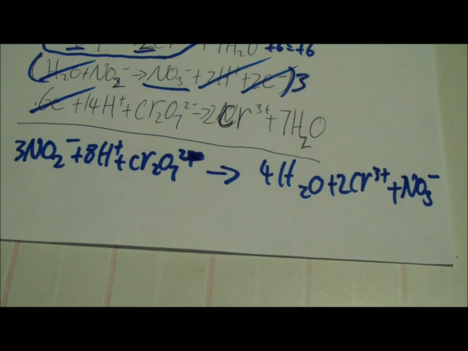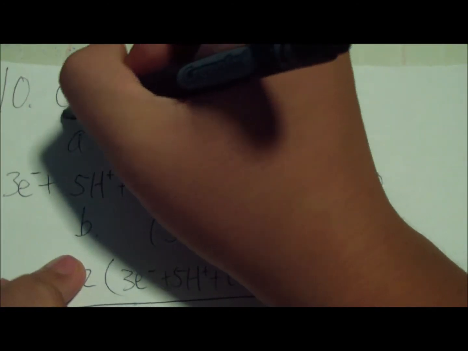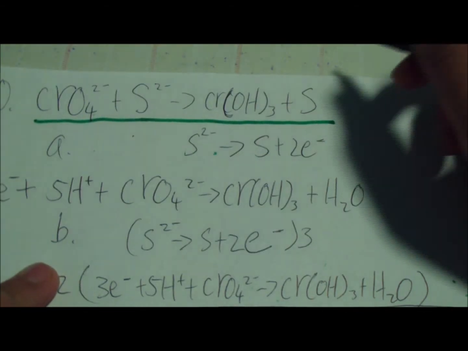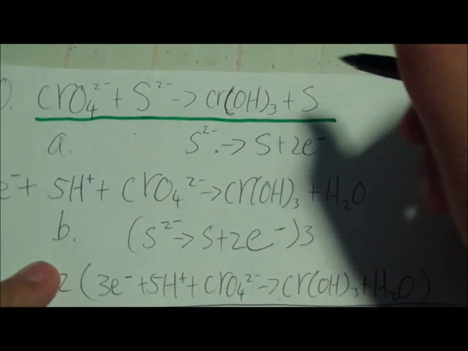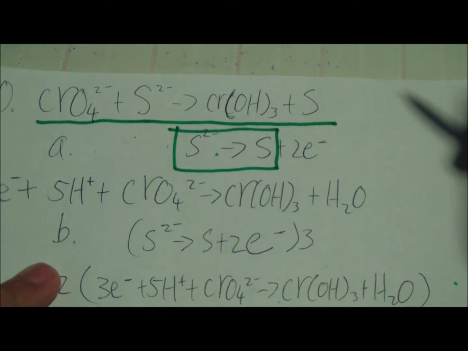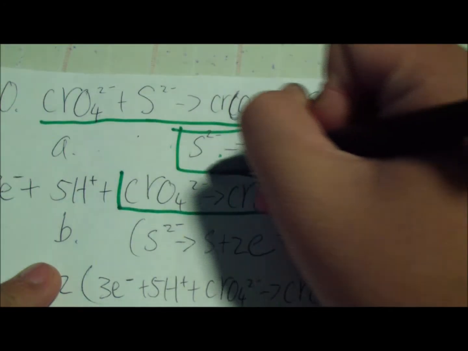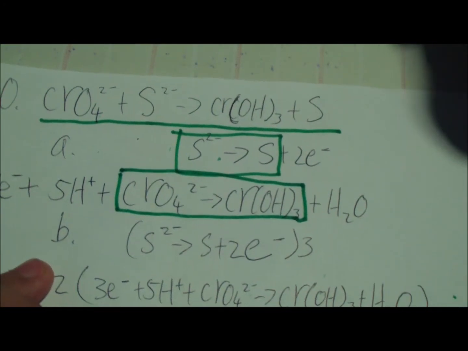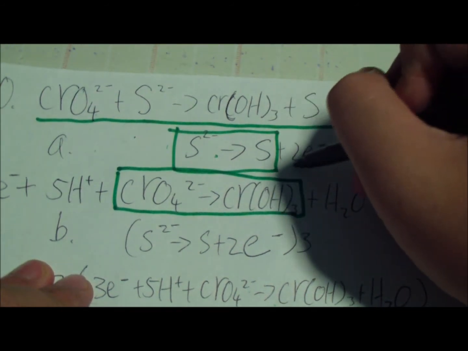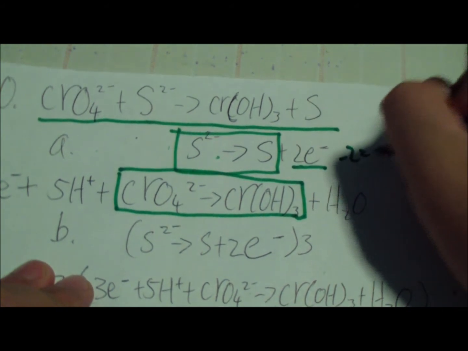Okay. On to our last problem now, number 10. It'll be CrO4 2 minus plus S2 minus goes to CrOH3 plus S. Okay. My first half reaction will be this: S2 minus goes to S, and my second half reaction is CrO4 2 minus goes to CrOH3. And just simple balance. Right here on top, I add 2 E minus on the more positive side, which is 0. So make it negative 2 equals negative 2.